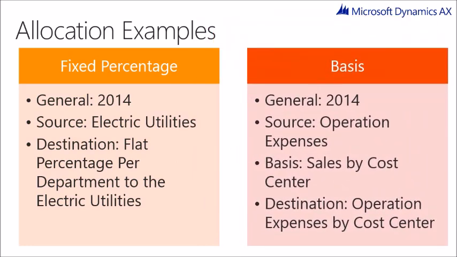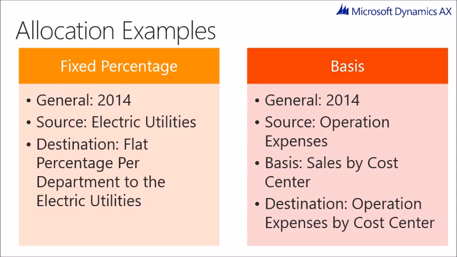In the next example, we will use a basis calculation. This is useful when the amounts are different in each period or time you perform the allocations. Let's say you have one manufacturing facility that produces all the items for your company. The labor is recorded in total, but you want to allocate the labor to each of the cost centers for the various different types of products that are produced in the warehouse.